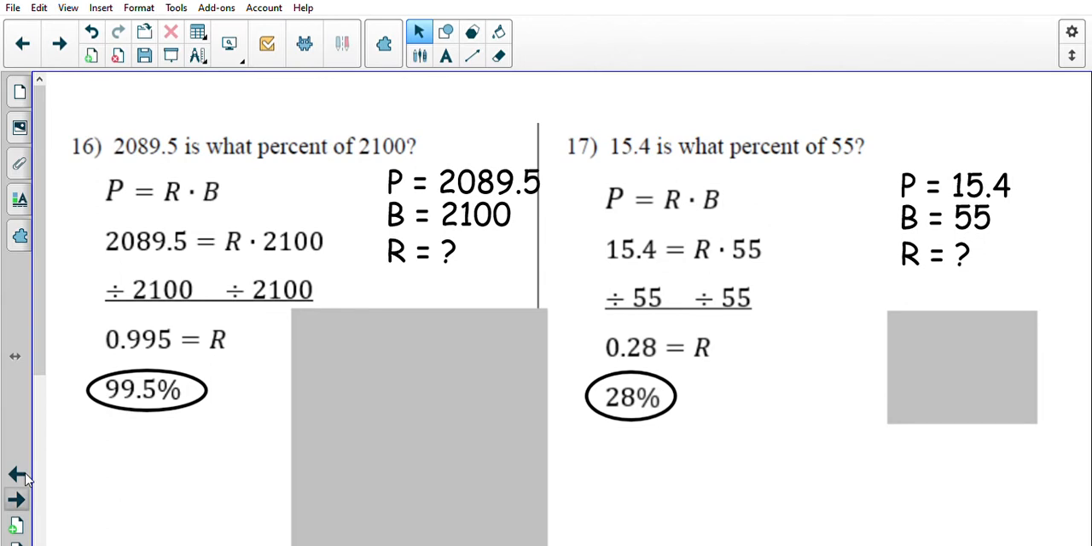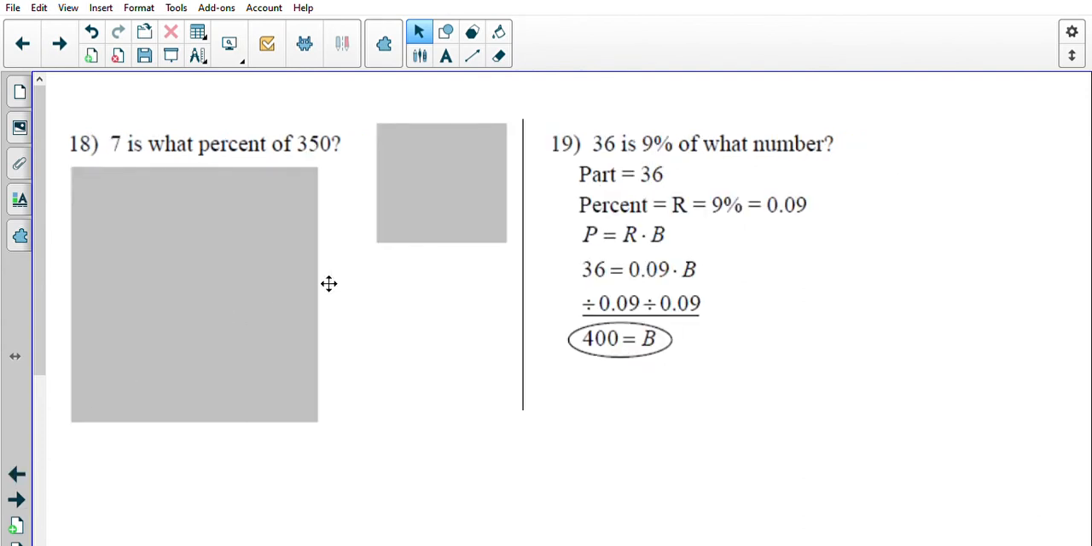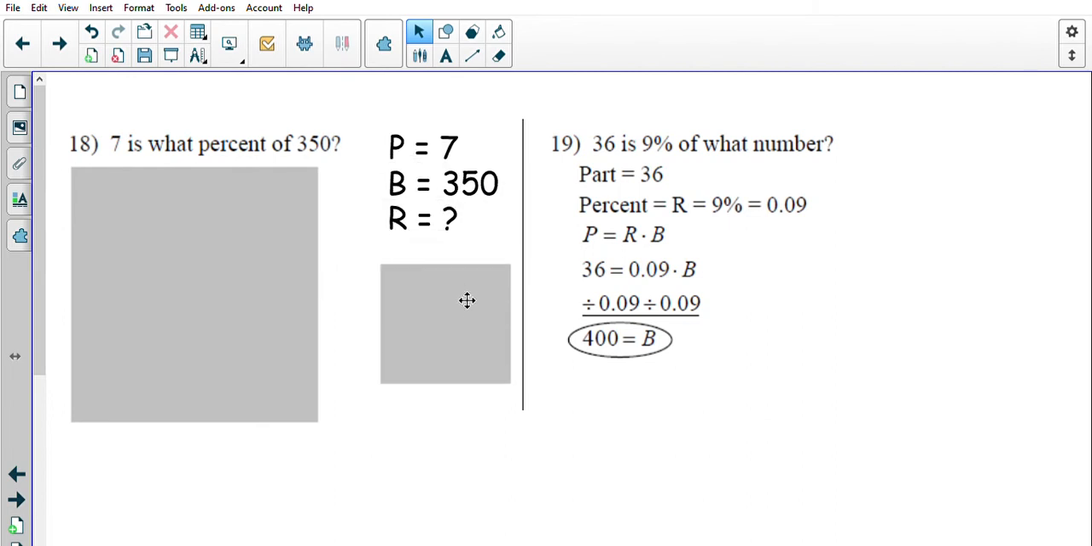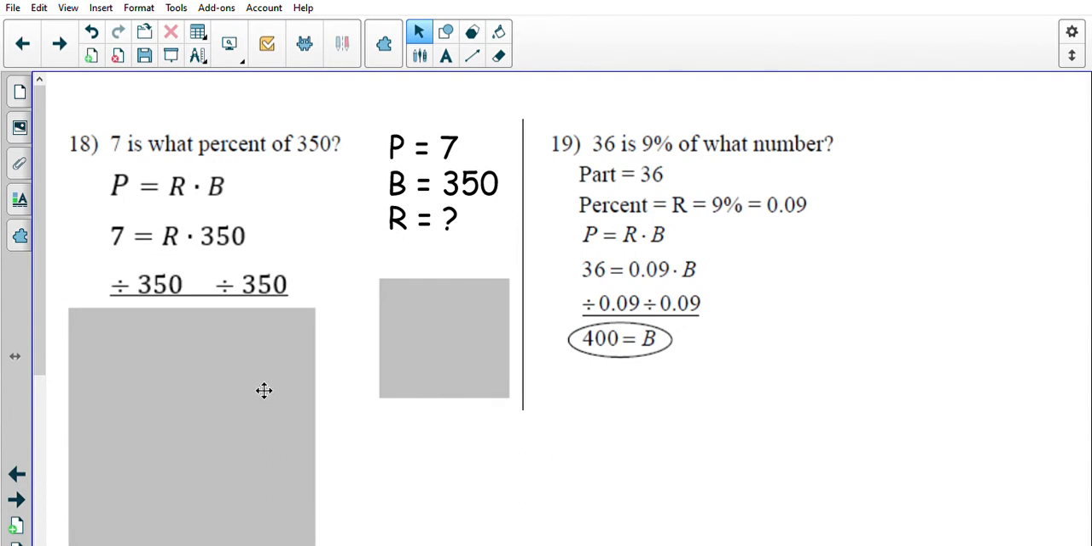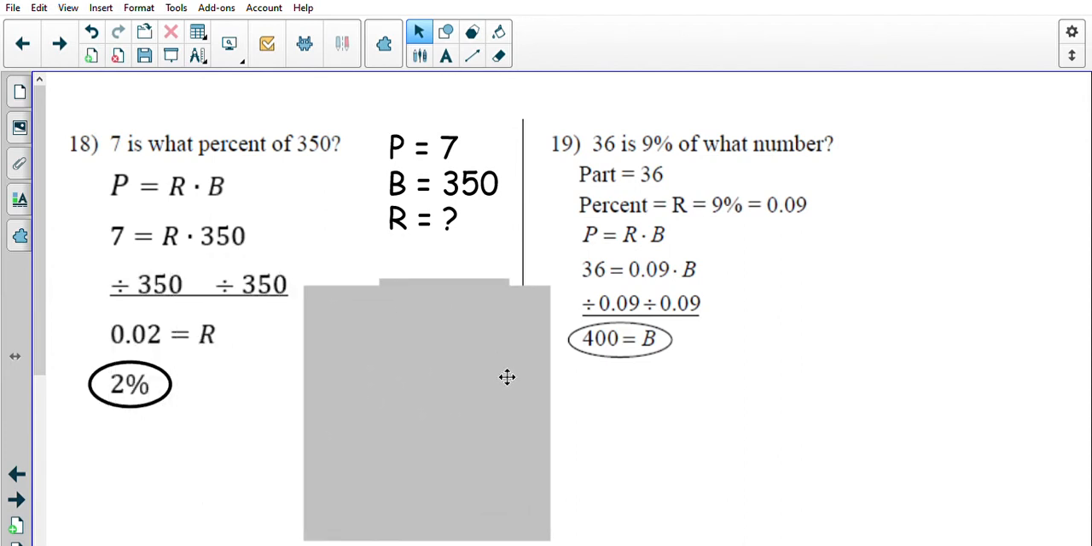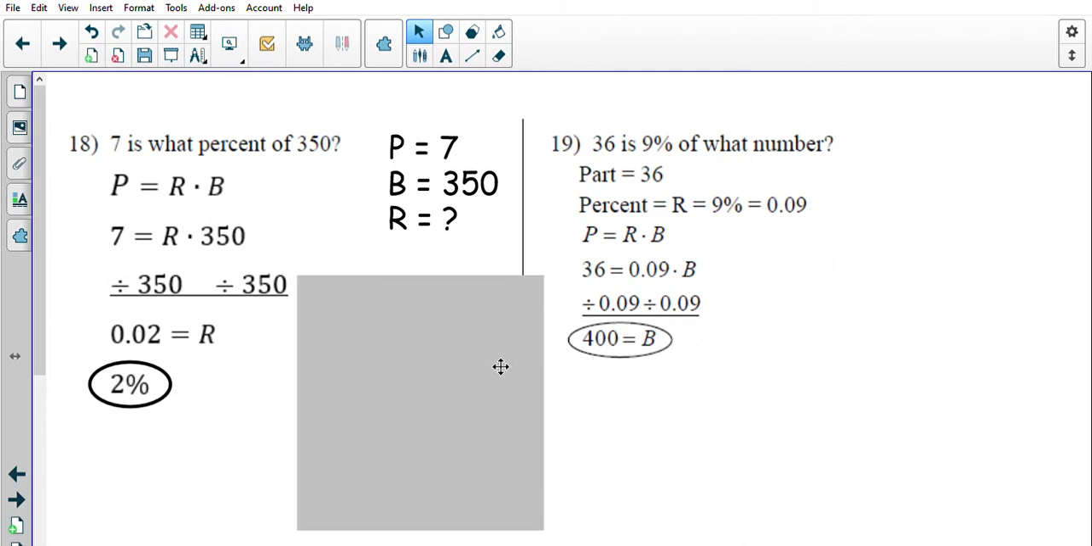All right, number 18 is very similar. Feel free to try this one on your own, but let's go through it. 7 is what percent of 350? My part is 7, my base is 350, R is my unknown. Again, feel free to try any of these on your own as we're working through. P equals R times B will be 7 equals R times 350. Divide both sides by 350, and 7 divided by 350 is 0.02. We should convert that to a percent, move that decimal point to the right 2 places. That is 2%, which makes sense. 7 is 2% of 350.